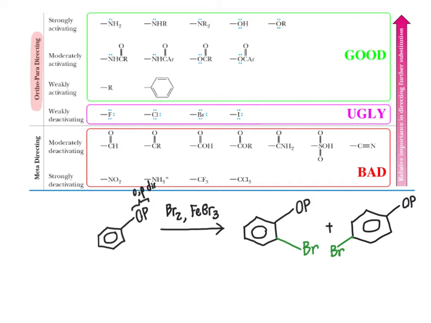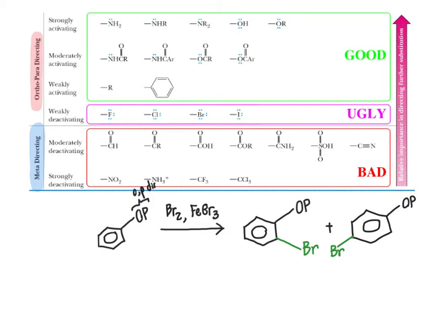On the flip side, if rather than an ortho-para director being directly attached to the aromatic ring at the beginning of the reaction, if instead there is a so-called meta director attached to the ring at the beginning of the reaction, what's going to happen is that the product of the reaction will be meta. That will be the major organic product. And so meta directors include all of the groups that I'm highlighting right here.